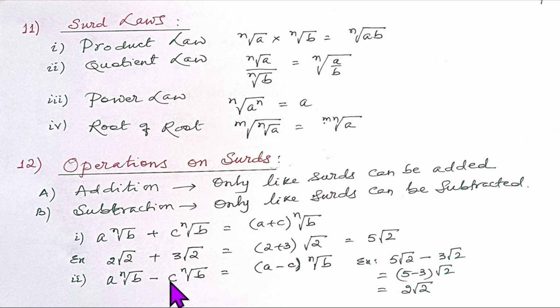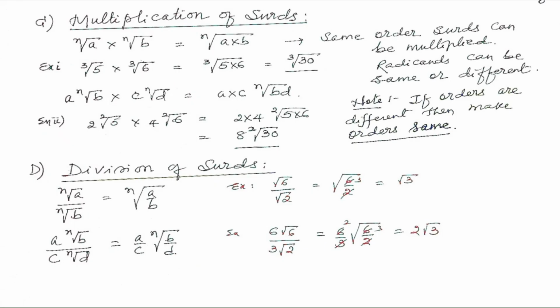A times nth root of b minus c times nth root of b: the order is the same, the radicand is the same, so I can subtract, a minus c times nth root of b. For example, 5 root 2 minus 3 root 2 is 5 minus 3 root 2, and that is 2 root 2. Remember that.